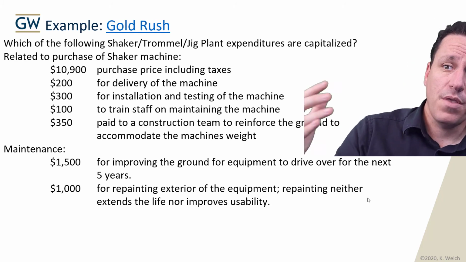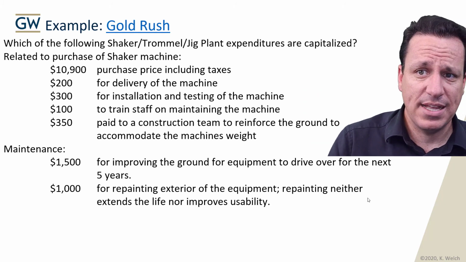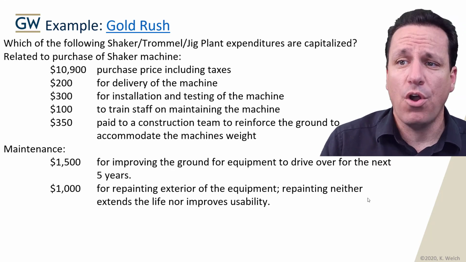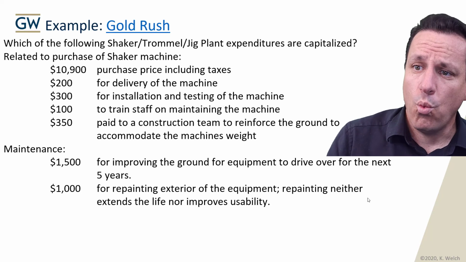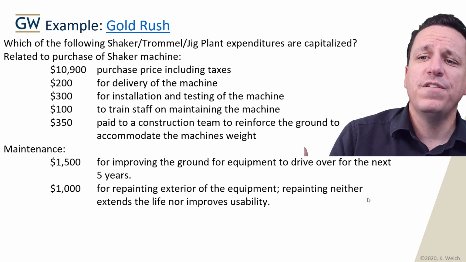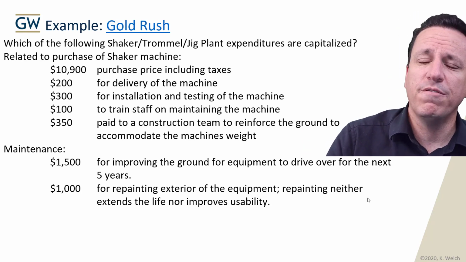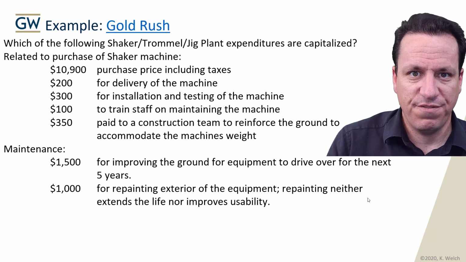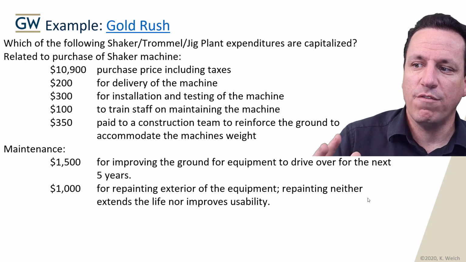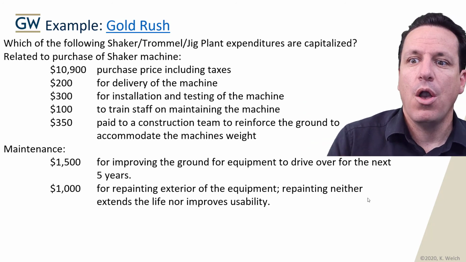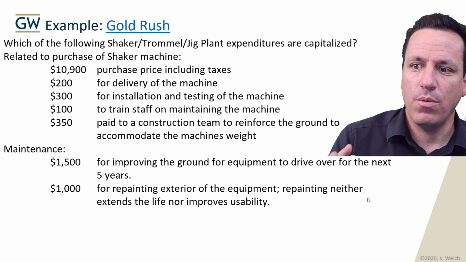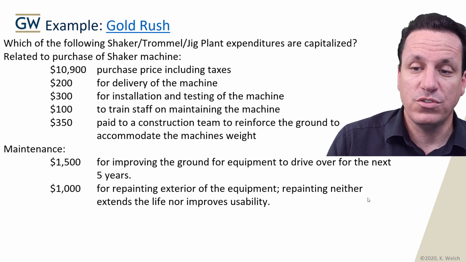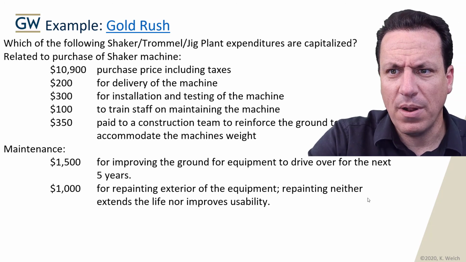So which of the following shaker trommel drill plant expenditures are capitalized related to the purchase of the machine? The purchase price, including taxes, of $10,900. $200 for delivery of the machine, $300 for the installation and testing of the machine, $100 to train the staff of the machine, $350 paid to a construction team to reinforce the ground to accommodate the machine's weight. Maintenance was $1,500 for improving the ground for equipment to drive for the next 5 years. $1,000 for repainting the exterior of the equipment, and repainting neither extends the life nor improves usability.